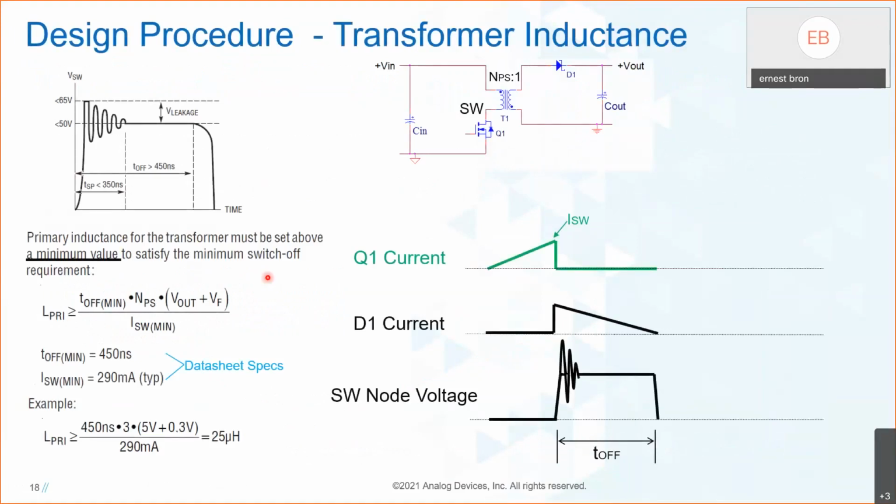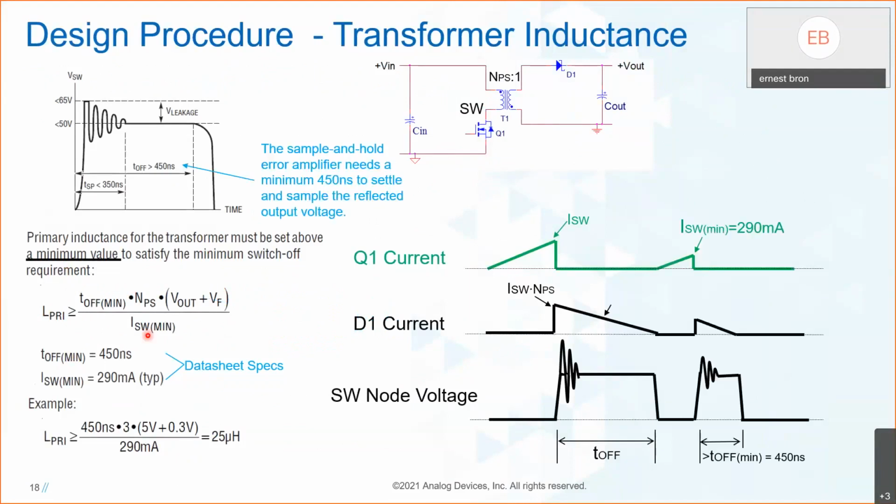Once we have that, you can then go and look at the inductance, right? So every transformer would have a certain winding ratio, but also have a certain inductance, right? And the inductance has a limit. It needs to be higher than a certain value, which is based on an equation. And the equation is based around 2 datasheet specs, which are the minimum off time, right? So as the switch turns off, we sample at some point the switch voltage. And we do that after a minimum time of 450 nanoseconds for this particular device.